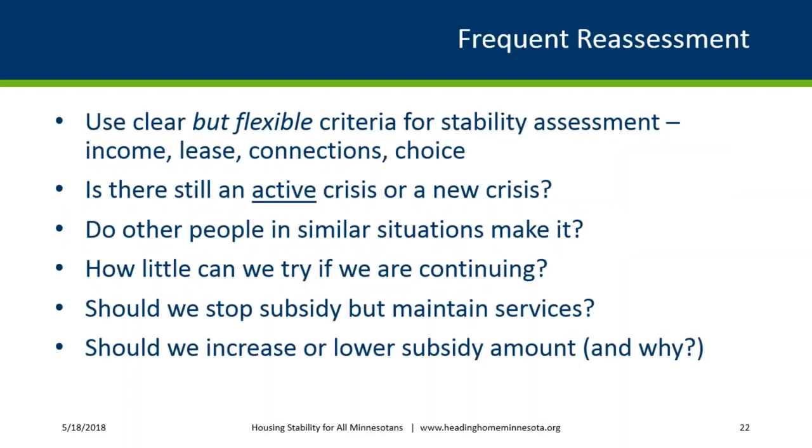So how do we do this? We're repeatedly assessing for stability using clear but flexible criteria. What does that mean? Clear but flexible. Clear means we know what the things we're looking at are. Do they have sufficient income to be able to pay the rent? Not necessarily to be out of poverty, not necessarily to be paying only 30% of their income for rent, which would be great but is unlikely, but enough income to be able to pay the rent on a fairly regular basis and still be able to cover basic needs.